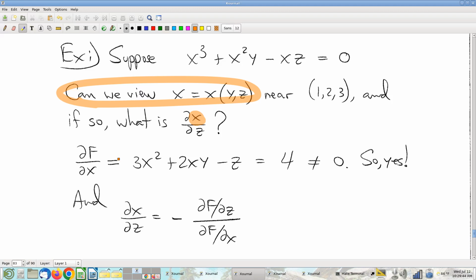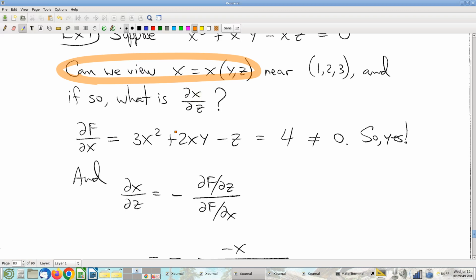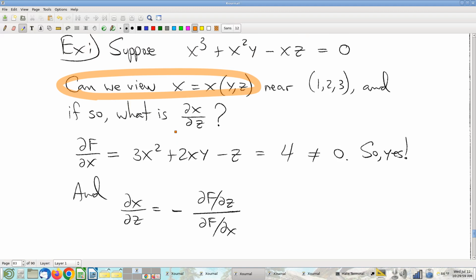All right, so now how do you do this? How do you establish that x actually is a function of y and z? Well, we have our implicit function theorem. And the implicit function theorem says that whatever variable you want to be a function, we take the partial with respect to that variable. Okay, a really easy mistake to make, by the way.